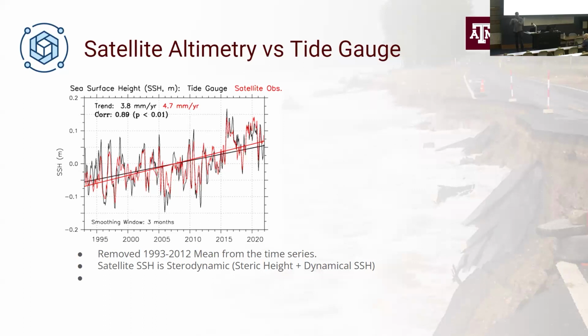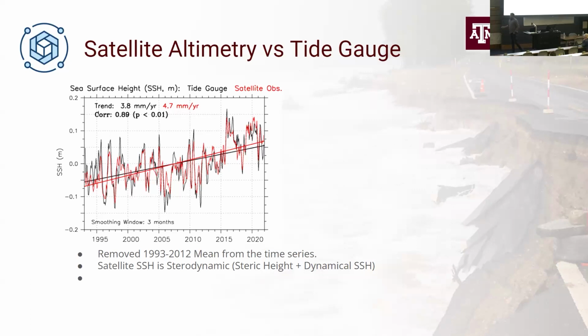The way you do that is take a reference period, for example 1993 to 2012, find the mean value for that period, and remove that mean value from each time series. Then you bring it to a common reference value. That is what we did here. That's why the values are from minus 0.2 to 0.2 here, instead of 6 or 7 meters that we had originally.